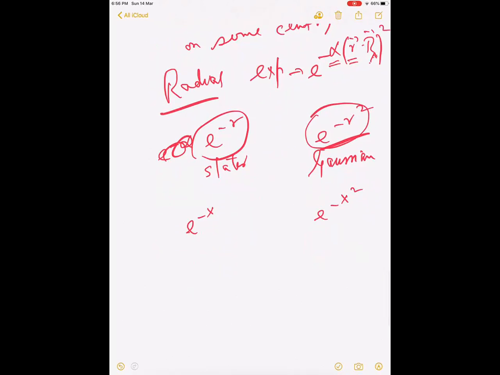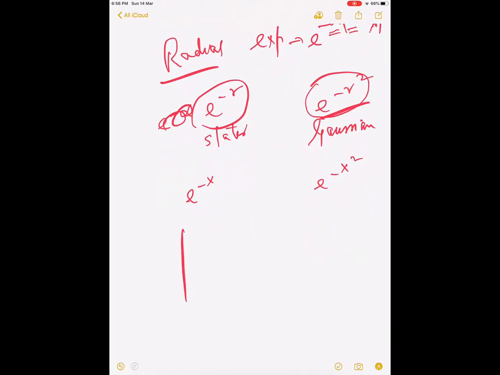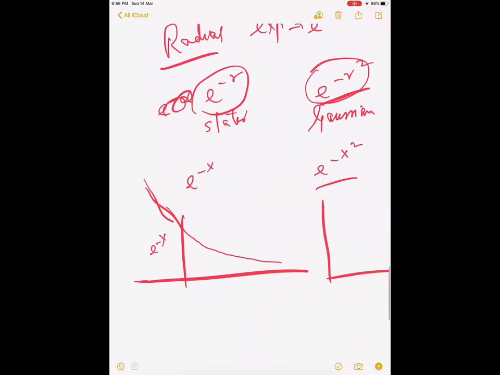They have a completely different character. So the exponential minus x, if you do the calculation, starting from here, it will go like this. And of course, here, it will actually keep on increasing. Whereas if you look at e to the minus x square, it is even. It will actually go down to 0 on both sides. It will go up and then go down again. So this is a very symmetric curve around x equal to 0, where it has a maximum value.